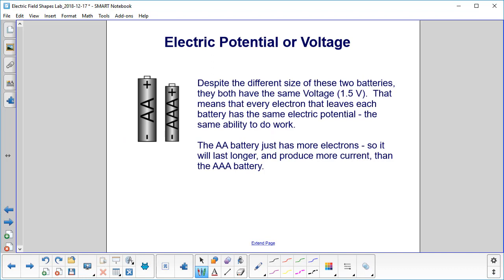We commonly have AA and AAA batteries. And what's the difference between them? Well, they both have the exact same voltage, 1.5 volts. That means that every electron that leaves each battery has the same electric potential, which is the same ability to do work. The AA battery just has more electrons, so it will both last longer and produce more current than a AAA battery.